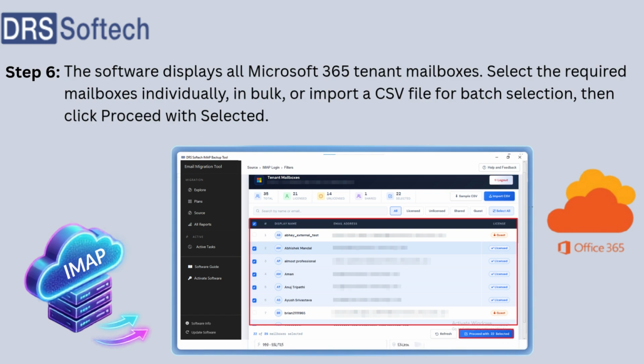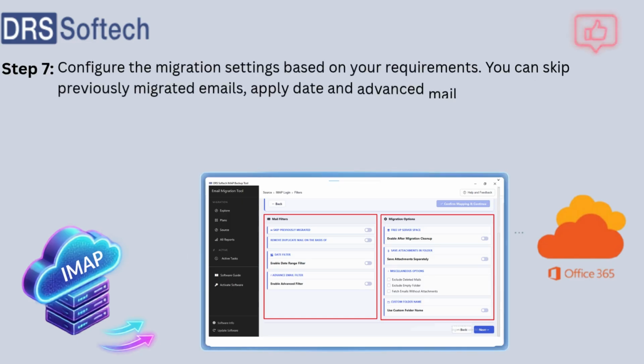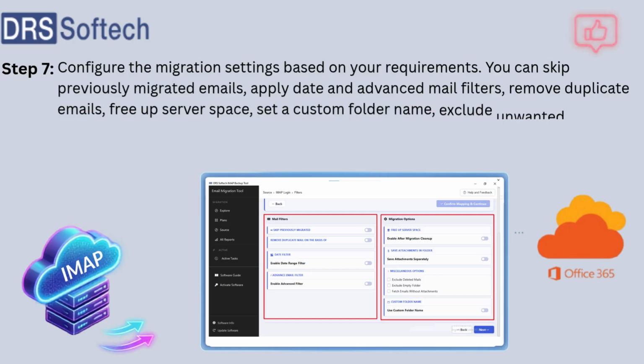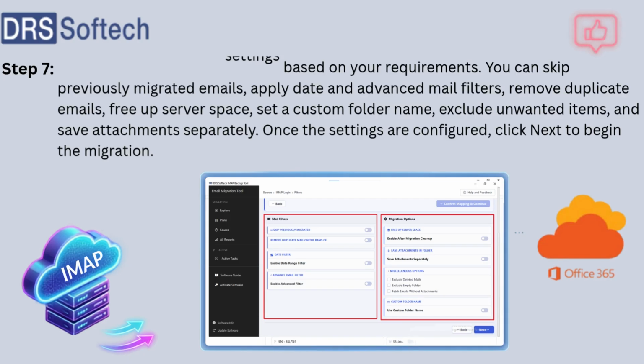Then click Next. Step 7. Configure the migration settings based on your requirements. You can skip previously migrated emails, apply date and advanced mail filters, remove duplicate emails, and save attachments separately. Once the settings are configured, click Next to begin the migration.